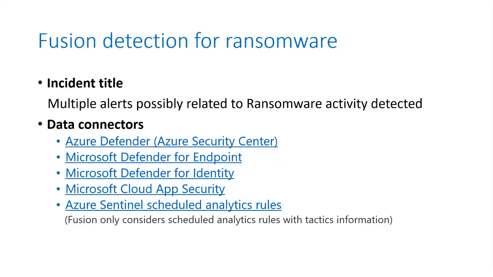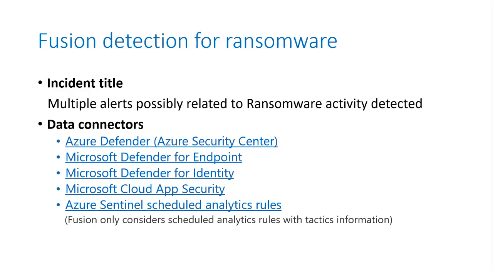The slide shows you the incident title for the Fusion detection for ransomware. All the incident titles will be shown as multiple alerts possibly related to ransomware activity detected. In order to help your security analysts quickly understand the possible attack, we want to provide you with a complete picture. So we correlate signals from many different sources, including Microsoft products, as well as signals in network and cloud.